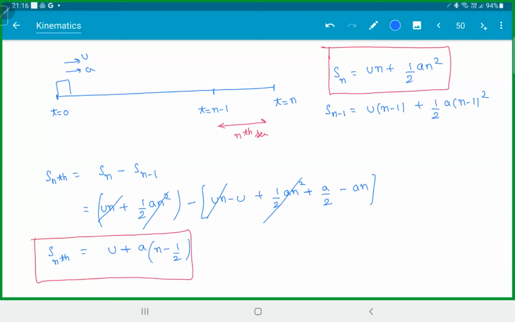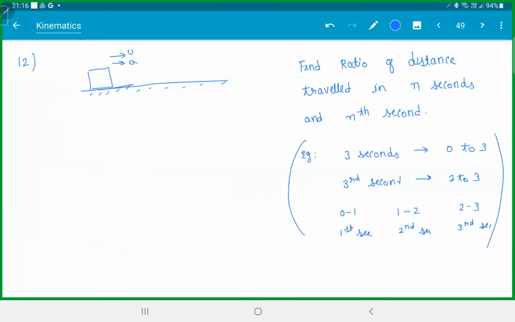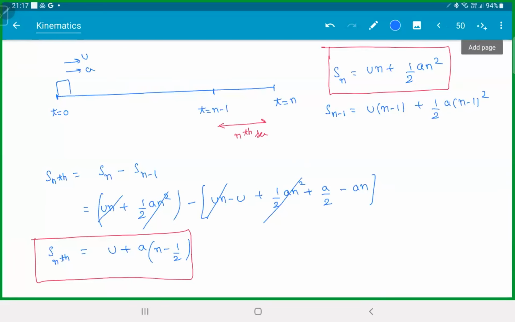Clear? Easy? So the value that you got, Snth is equal to u plus a into n minus half, is also the general formula to find the distance in the nth second. For the nth second ka distance. Clear, everyone? Easy? Next one. Clear?